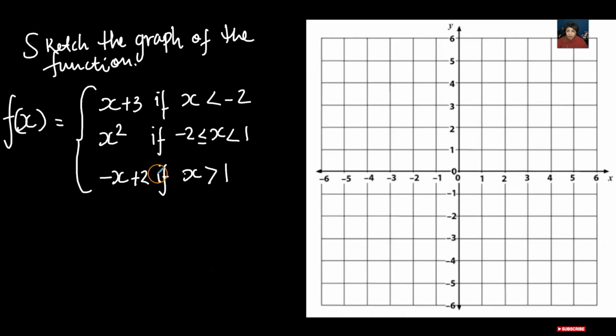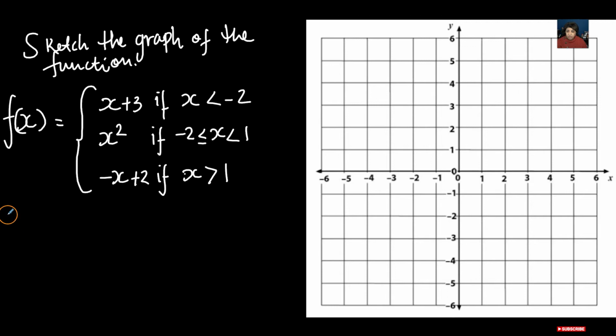And now for our second piecewise function, we're told f(x) is equal to x plus 3 if x is less than -2. f(x) is equal to x squared if x is greater or equal to -2 and less than 1. And finally, f(x) is equal to -x plus 2 if x is greater than 1.